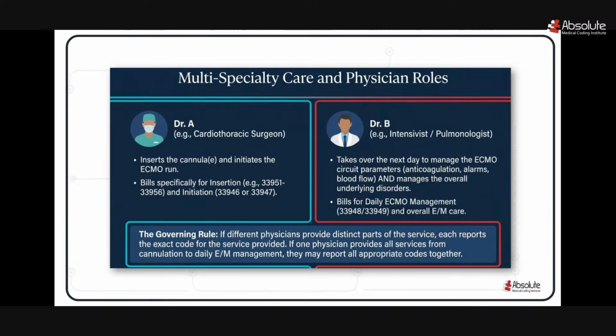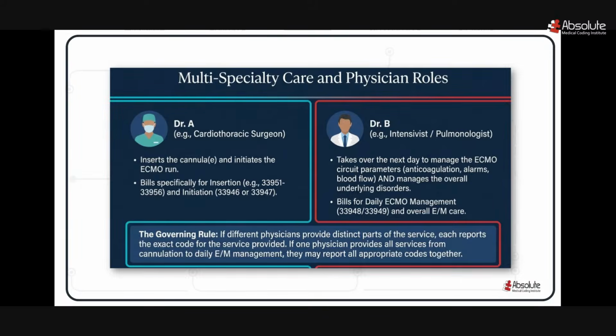So let's take an example over here. We have physician A, who is a cardiac thoracic surgeon, and this physician inserts a cannula, establishes the vascular access, and initiates ECMO support. So when coding for physician A, the surgeon may report cannula insertion codes and the initiation codes, because these are the services the surgeon performs, right? So he can report these services.